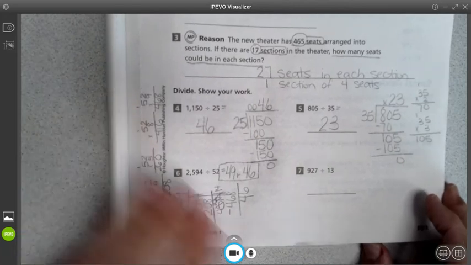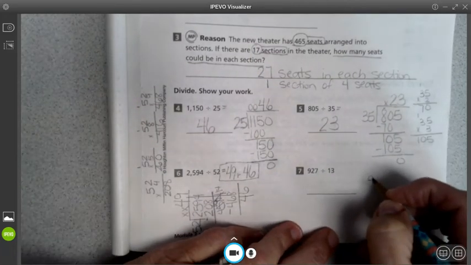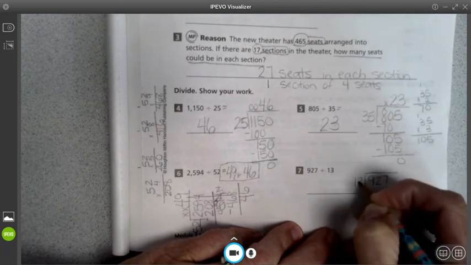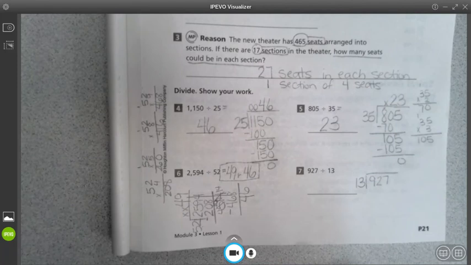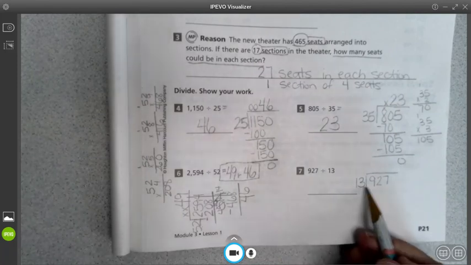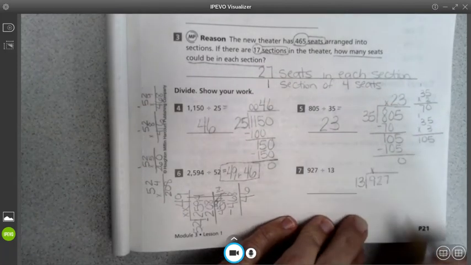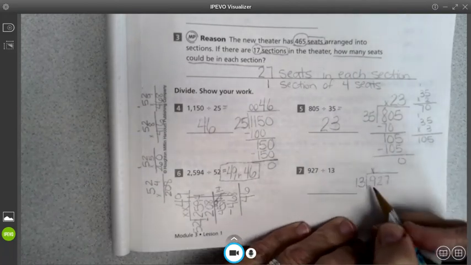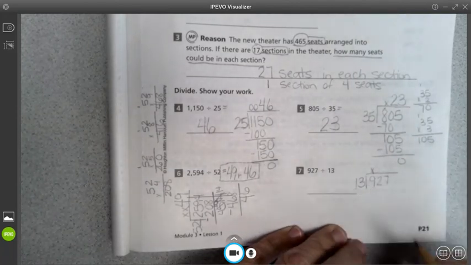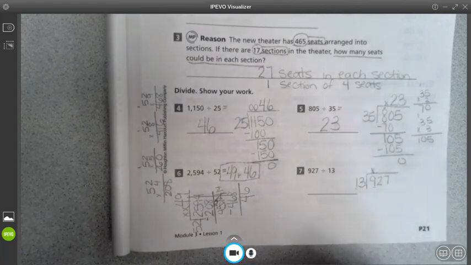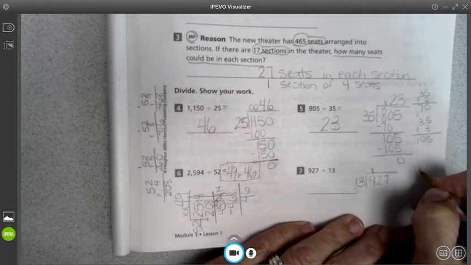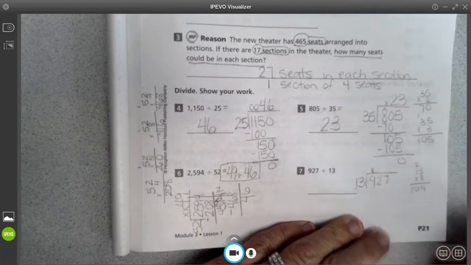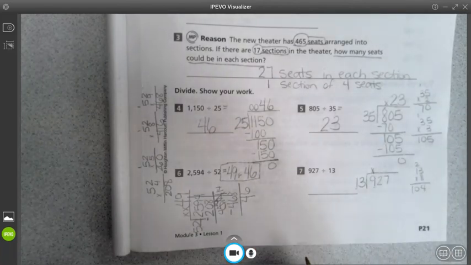And one more, 927 divided by 13. I think next time I'll write a little bit smaller so that I have more room for my work. 13 cannot go into 9. 13 can go into 92. I think that's going to be pretty big because if I look at the 1 and the 9, I think 9 will be too much. Let me try an 8. 13 times 8. Oh, 104. Just a little bit over.